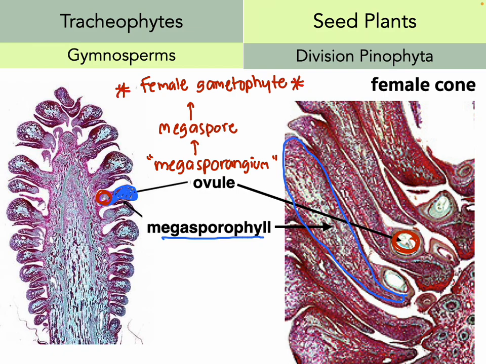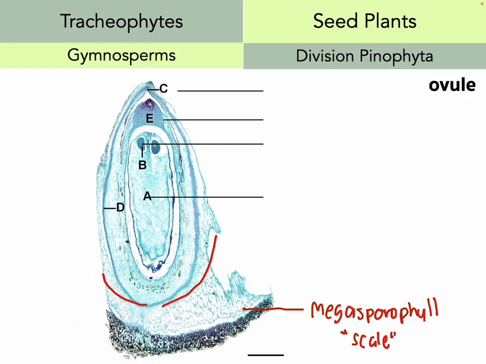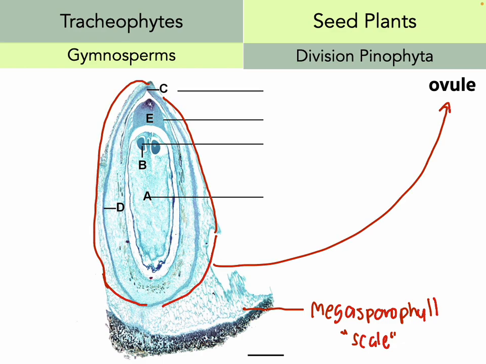Okay. Let's look at the ovule here. There will be a permanent slide of this. So here, out here, this is megasporangium. Sorry, megasporophyll. Or some people call them scale. And this whole thing here, all of this thing here, is the ovule. But there are smaller structures inside the ovule that we should take a look at.